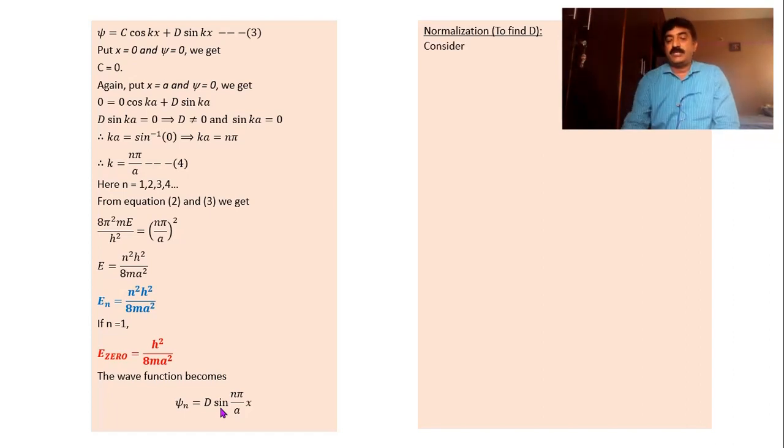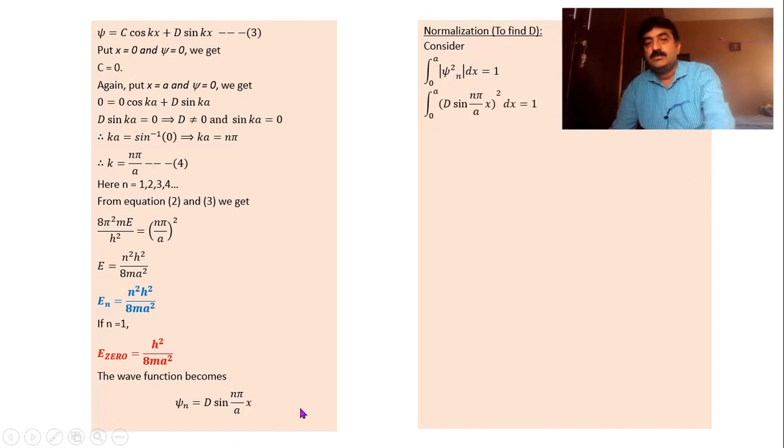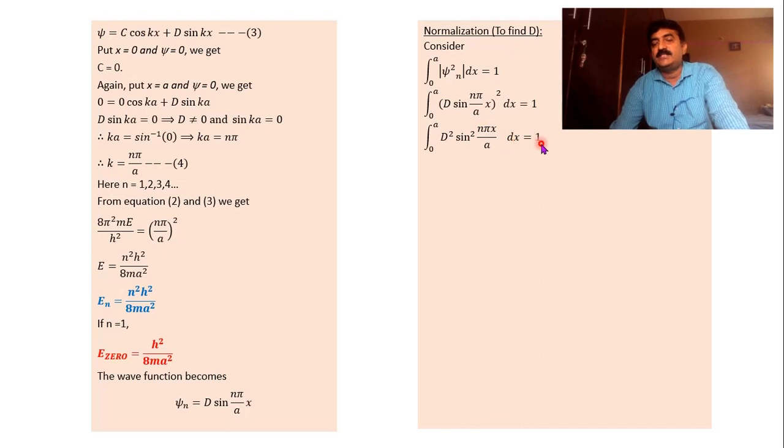What is normalization? This is normalization. Integral of modulus of psi square. Actually the square should be outside the modulus sign. By mistake it is inside. Please do the correction. Psi n whole square, after modulus it is whole square, into dx equal to 1. Now put for psi n, that is D sin n pi by a x. So it becomes D sin n pi by a x whole square, and then it becomes D square sin square theta. This whole thing I call theta, into dx is equal to 1.